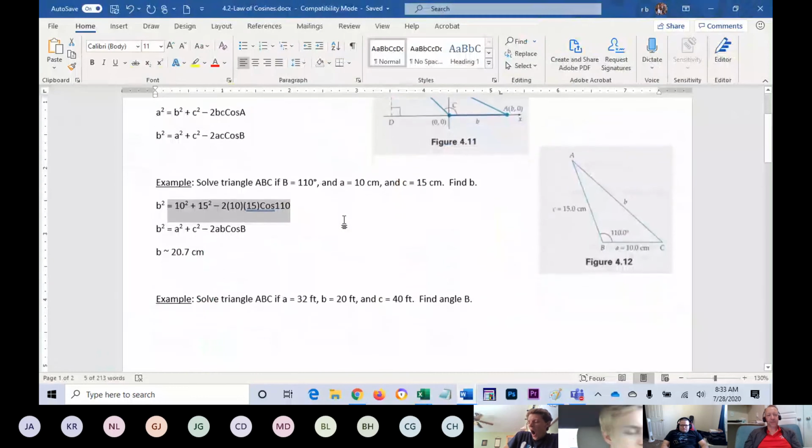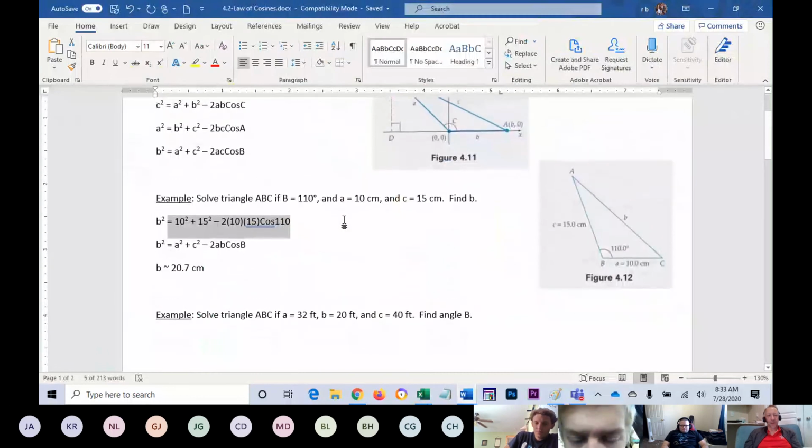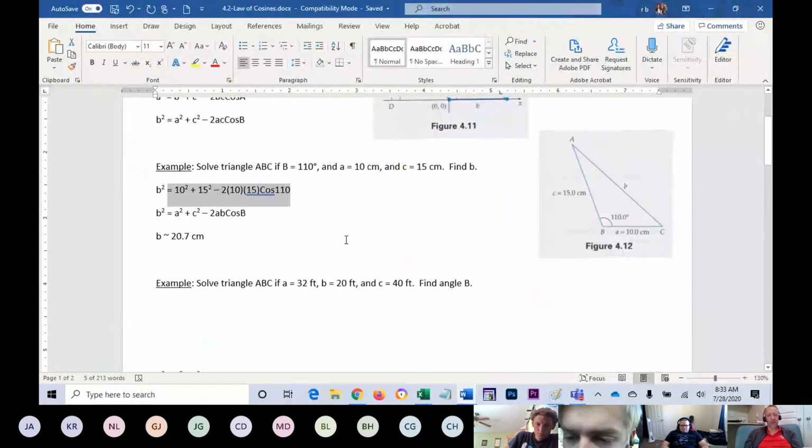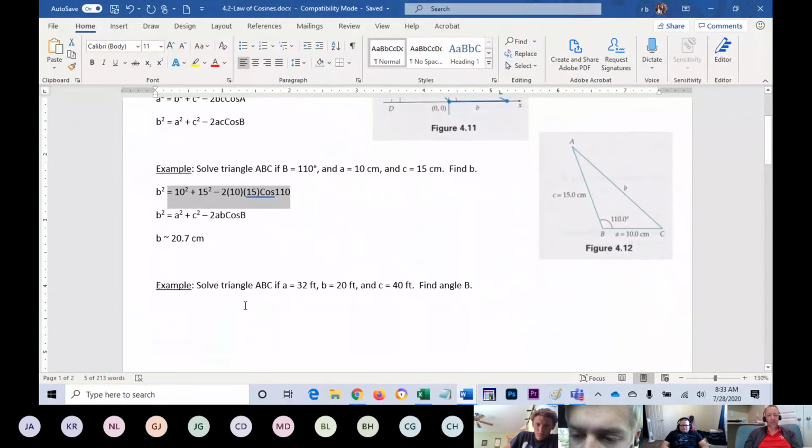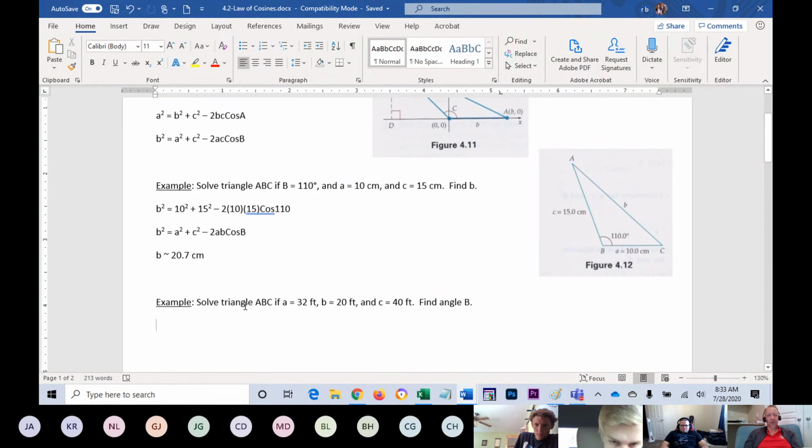Okay, how about this one? Solve triangle ABC. We want to find angle B in this case.